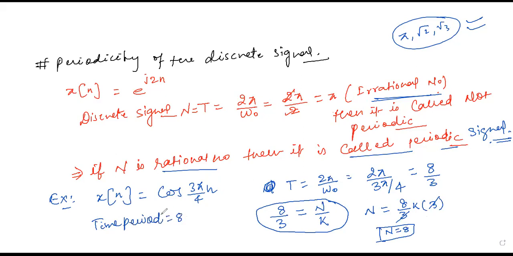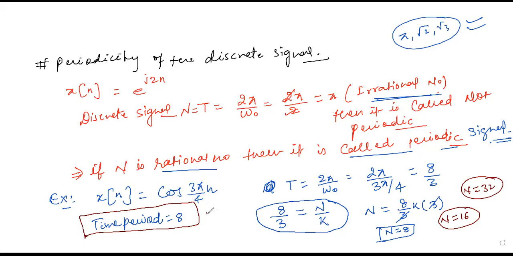Now if you choose k equal to 6, then N becomes 16. If you choose k equal to 12, then N becomes 32. So N may be 8, 16, 32, 64, but your fundamental time period is 8. So the answer will be 8.